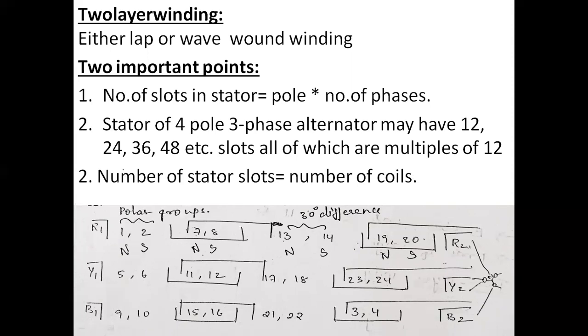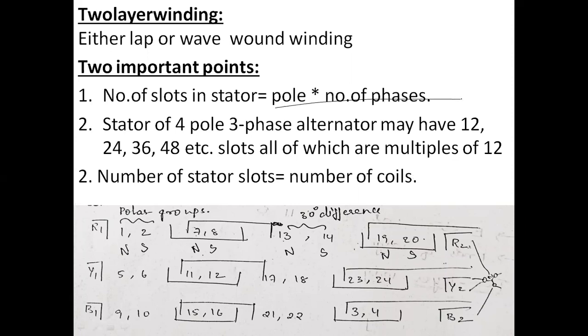What are the two important points? Here we are taking that the number of slots in the stator is equal to a multiple of the number of poles and the number of phases. We can create a formula: number of slots in the stator is equal to poles into number of phases.